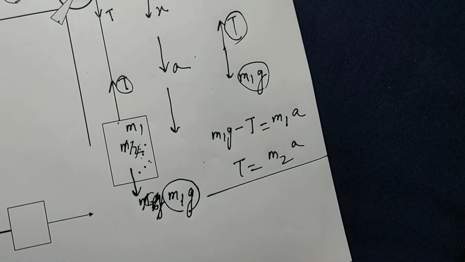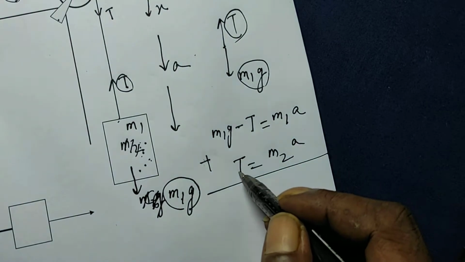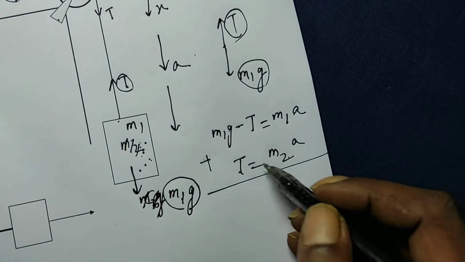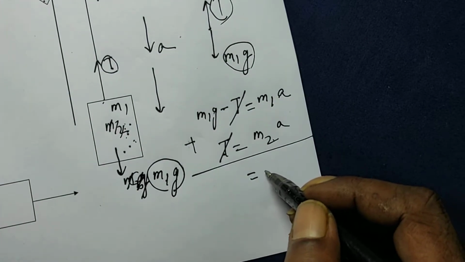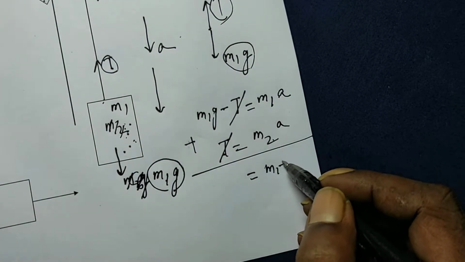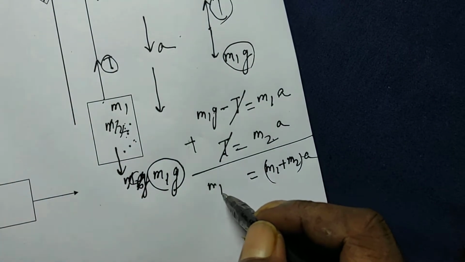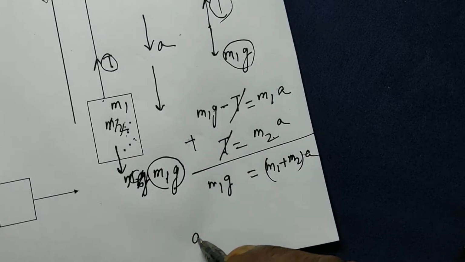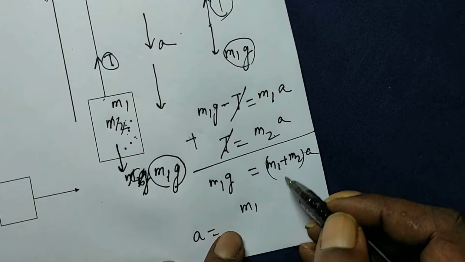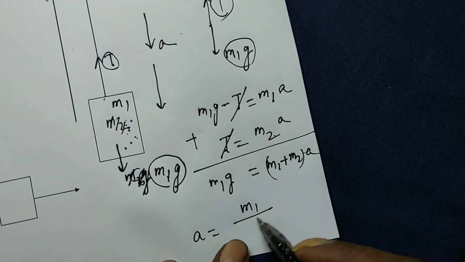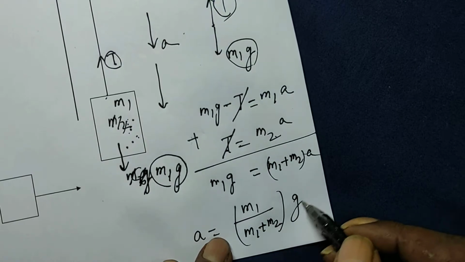Now there are two equations, two variables. If you add the left hand side of this with the left hand side of this, right of this with right of this, T cancels. On this side you are left with, by taking a common, (M1 plus M2) times a. On this side you have M1 times g. So your acceleration will be, this comes to the left hand side, so it is divided, (M1 plus M2), times g.